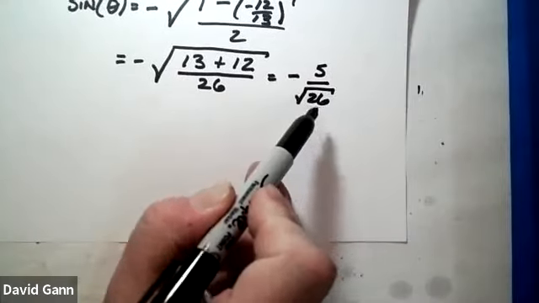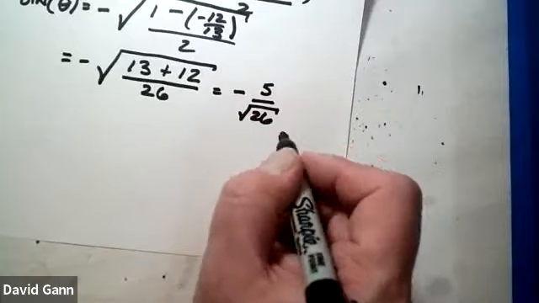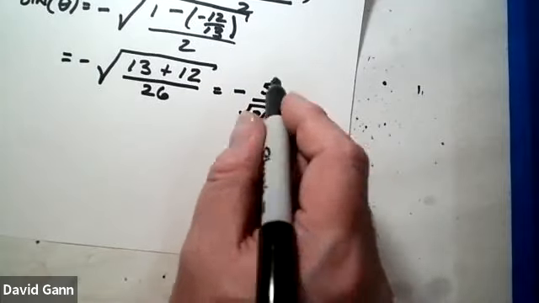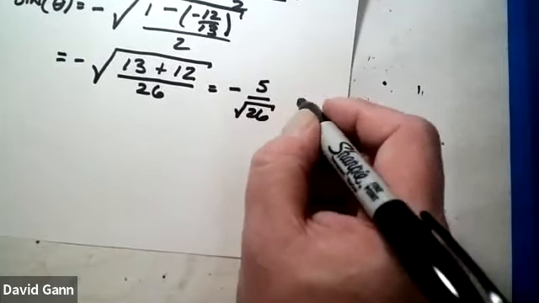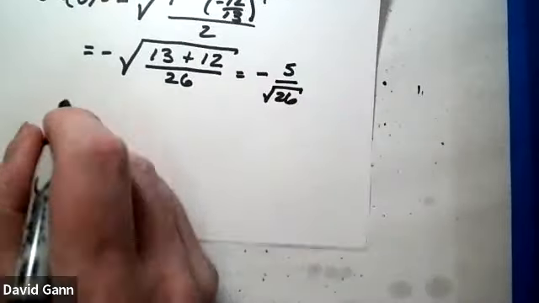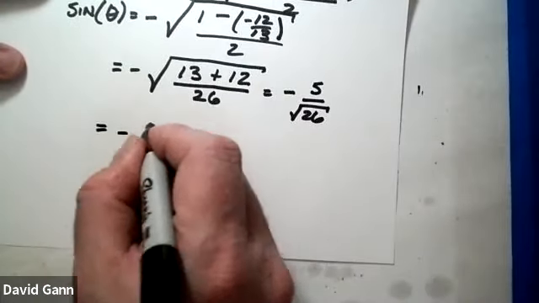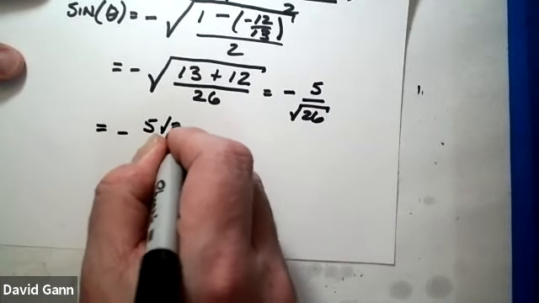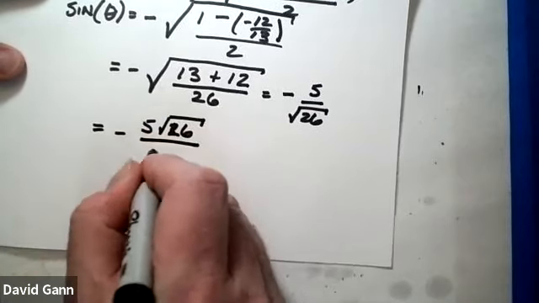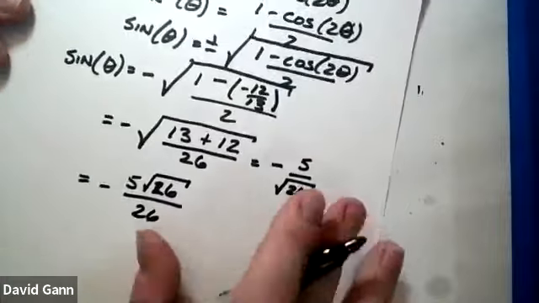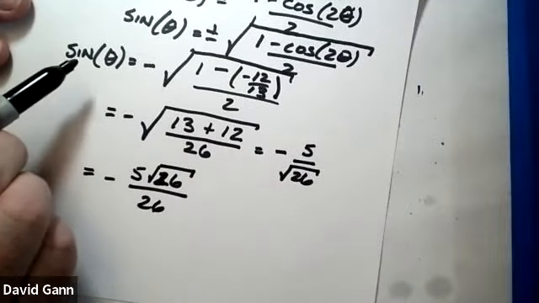Now, we've got to rationalize this denominator, so we're going to multiply by square root of 26 over square root of 26, which just happens to equal negative 5 square root of 26 over 26, right? So there's our sine of theta.